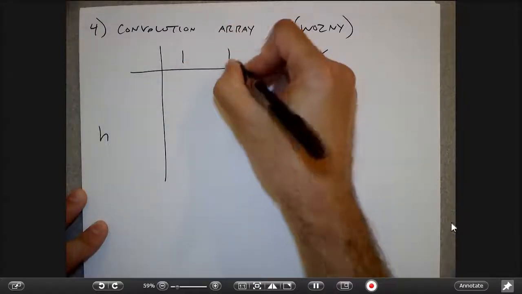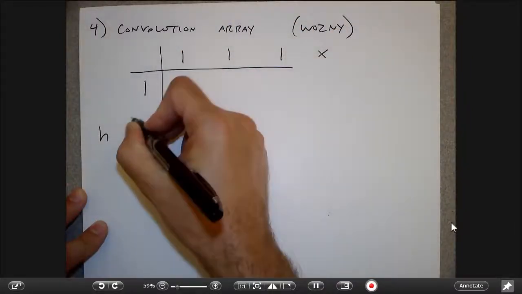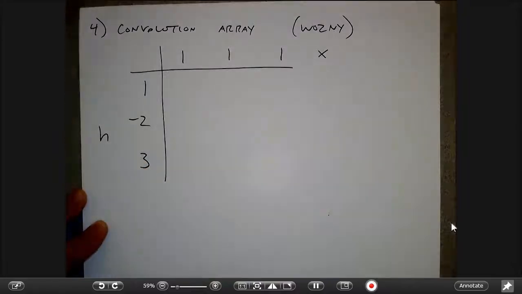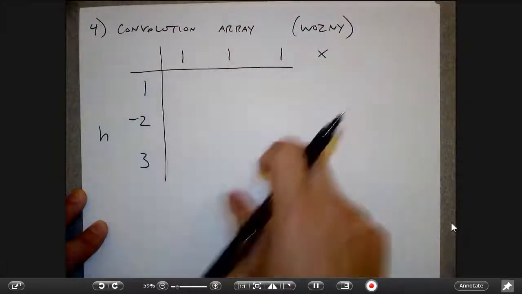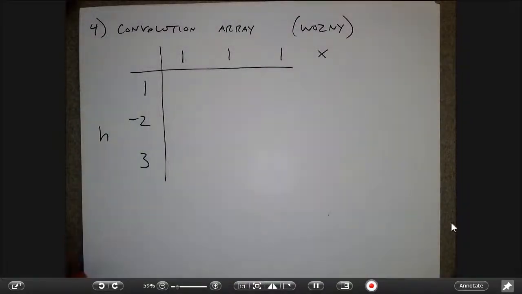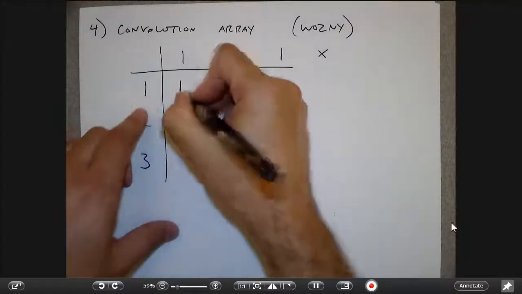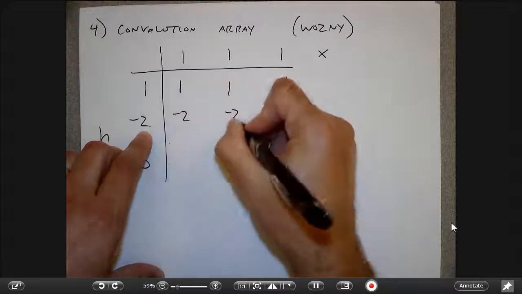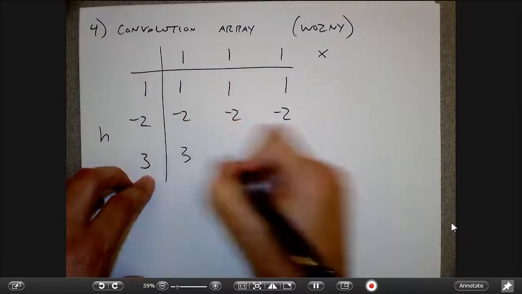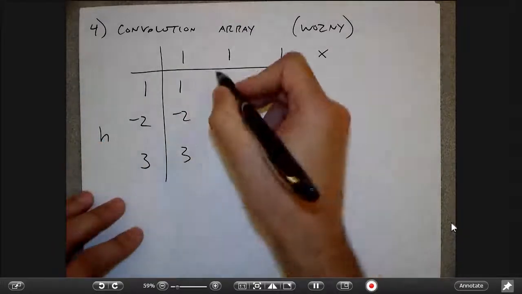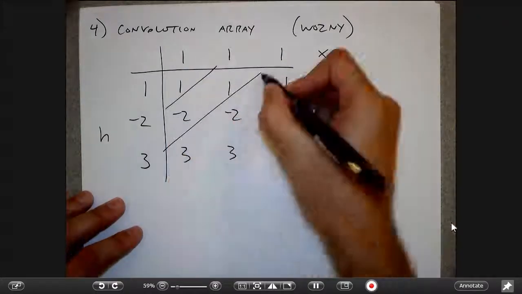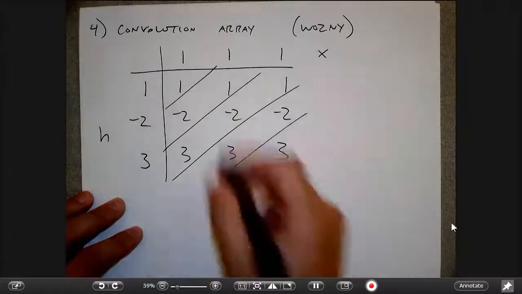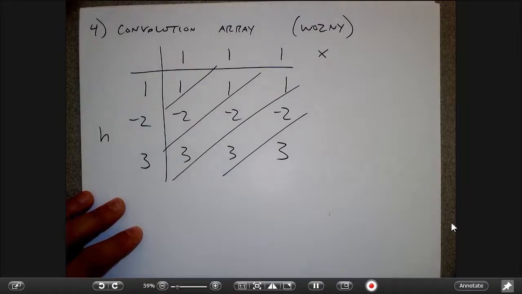X was 1, 1, 1. H was 1, -2, 3. And then what I'm going to do is fill this table up with products of values of x and h, right? So 1 times 1 is 1, 1 times 1 is 1, -2 times 1 is -2, and then I get this. Then what I do is I look at the diagonals of this table, and I add up corresponding values, right?